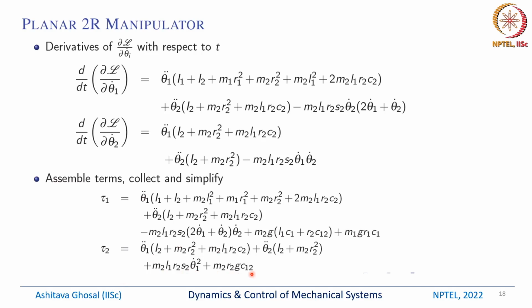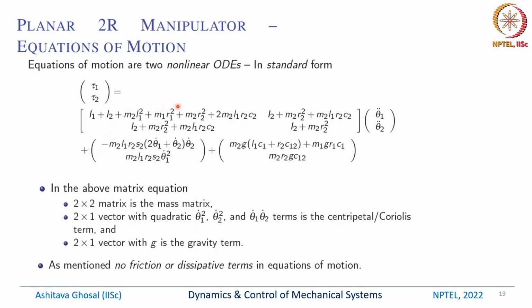So if you go back and open your notes and see what we did for the Newton-Euler formulation, the equations are exactly the same. There is absolutely no difference between the equations of motion which you obtained from Newton-Euler or from this Lagrangian. So if you rewrite in the standard form, you will get tau 1, tau 2, which is a 2 cross 1 vector, is some matrix into theta 1 double dot, theta 2 double dot, plus this Coriolis centripetal term, plus this gravity term.